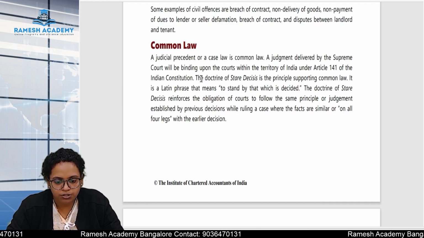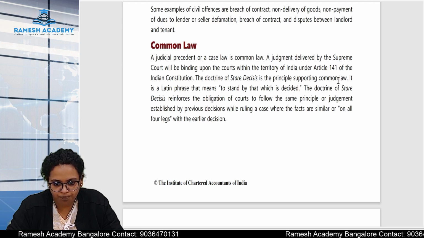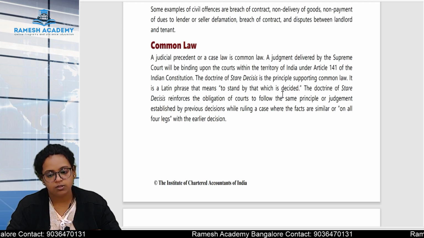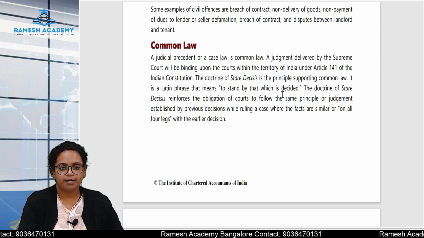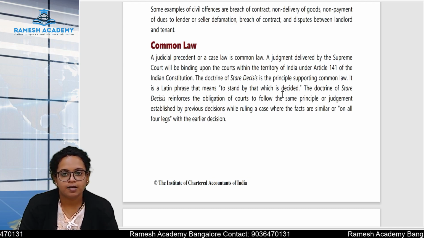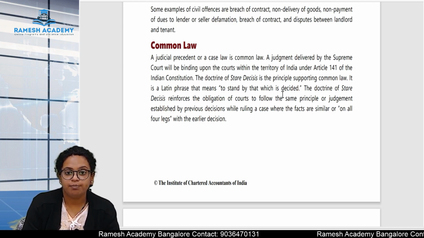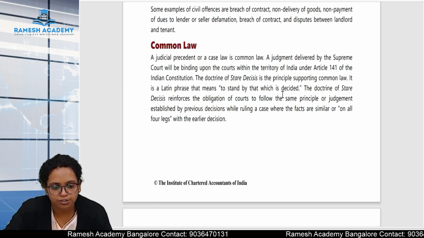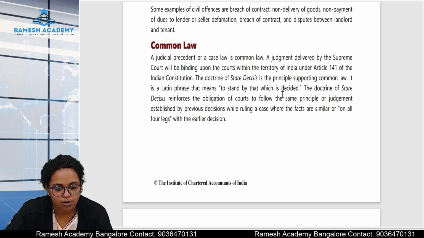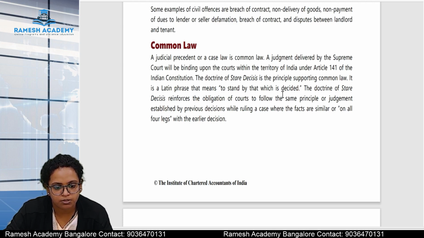Then the doctrine of stare decisis is the principle supporting common law. It is a Latin phrase that means to stand by that which is decided. So the Supreme Court decision is the final decision, and the doctrine says to stand by that which is decided. The doctrine of stare decisis reinforces the obligation of the courts to follow the same principle or the judgment established by previous decisions while ruling a case where the facts are similar or on all fours with the earlier decision.